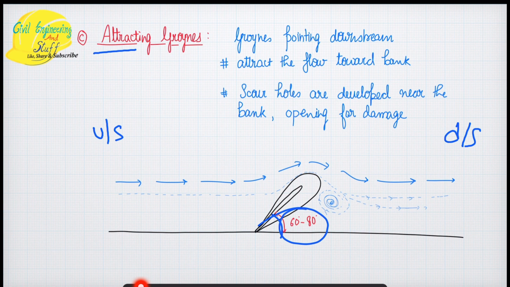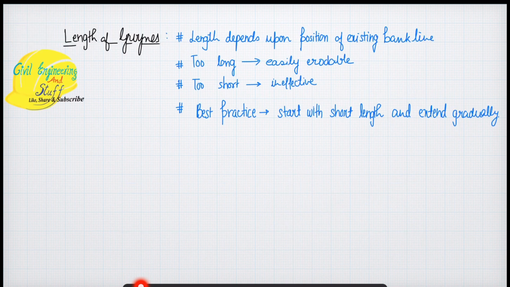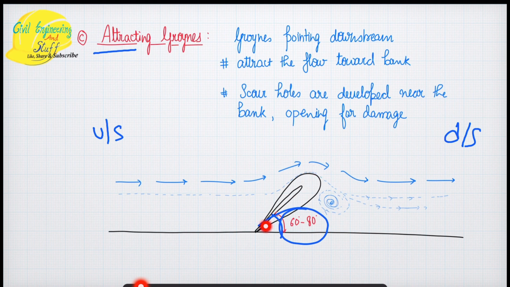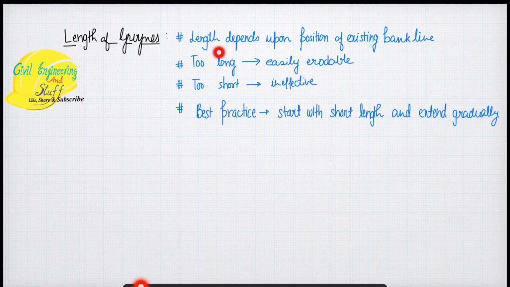Okay, so these are usually constructed when the velocity is somewhat low. It moves with a very small velocity. The water is moving with a smaller velocity, so that even if the water is attracted towards the bank, it strikes with a much lesser velocity. Okay. Then talking about the length of the groynes, the length depends upon the position of the existing bank line.